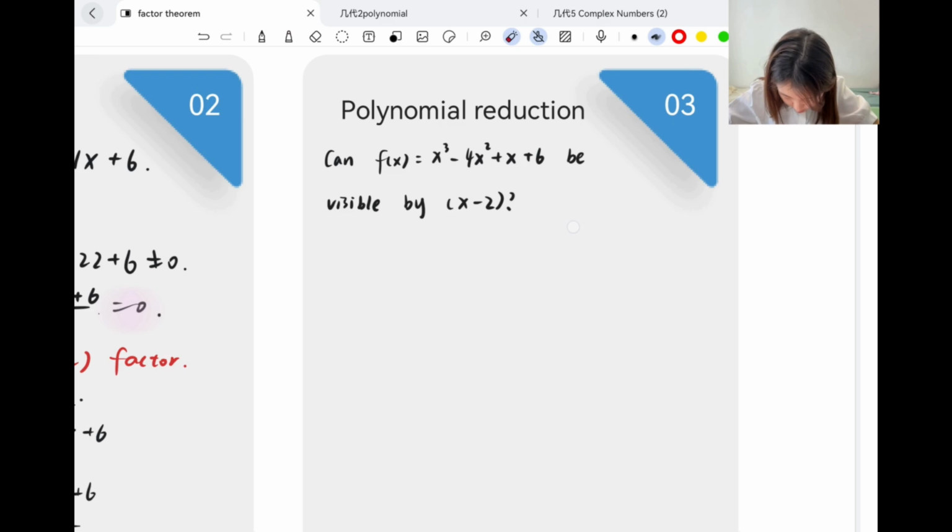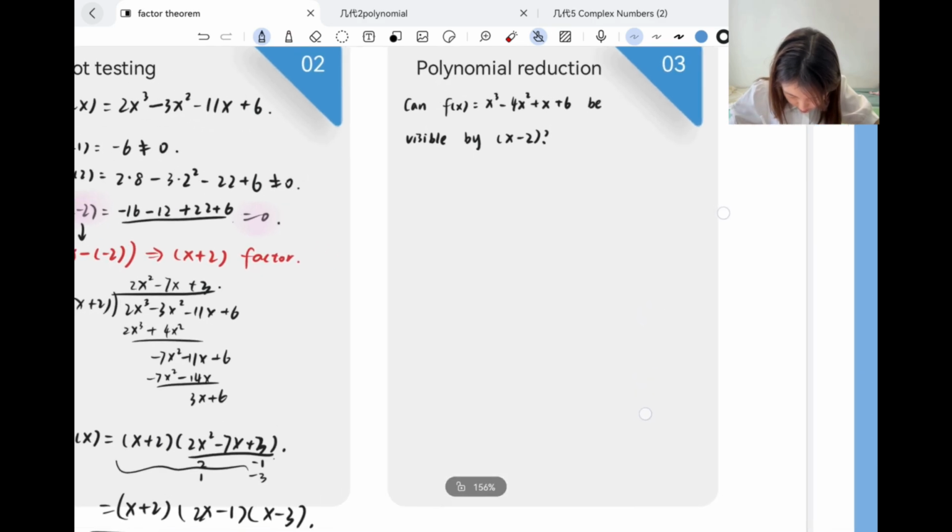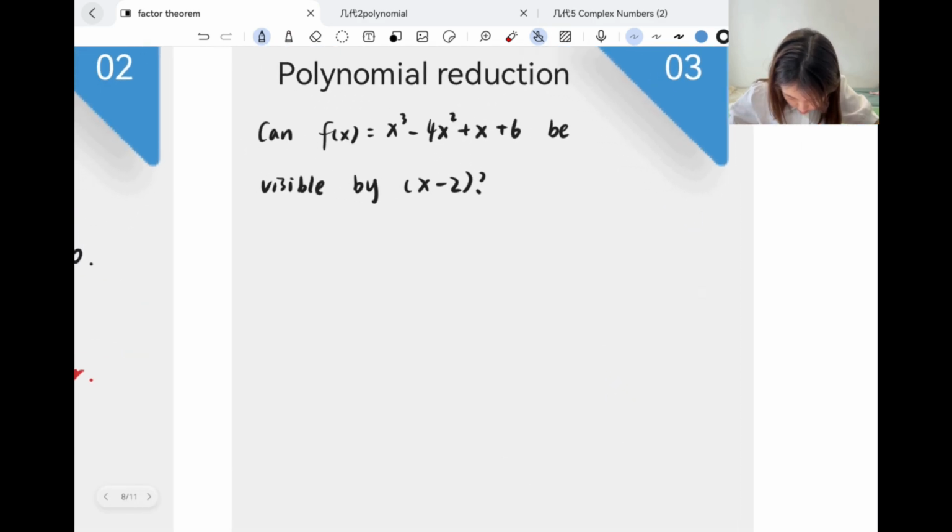The third application of the factor theorem is polynomial reduction. Why do we want reduction? Because you can see that in this equation the degree is 3, and we often don't like this complex equation. So we like to reduce it to degree 1 factors just like this, and it will make things clearer.